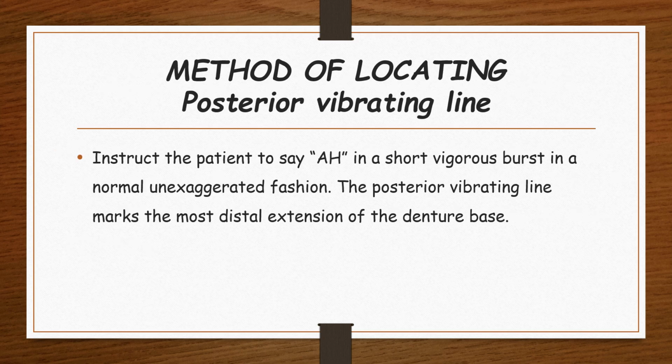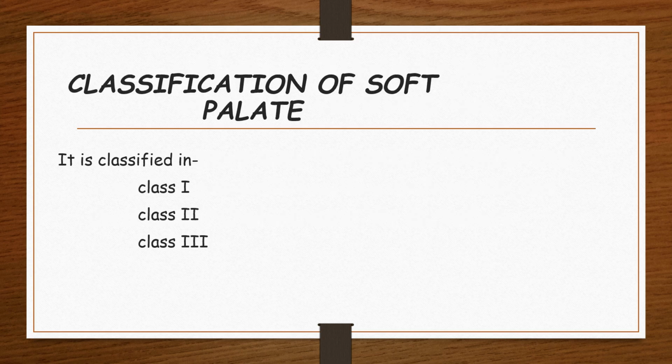So how do you locate it? Instruct the patient to say "ah" in short vigorous bursts in a normal unexaggerated fashion. The posterior vibrating line marks the most distal extent of the denture base. So now this is an important part.